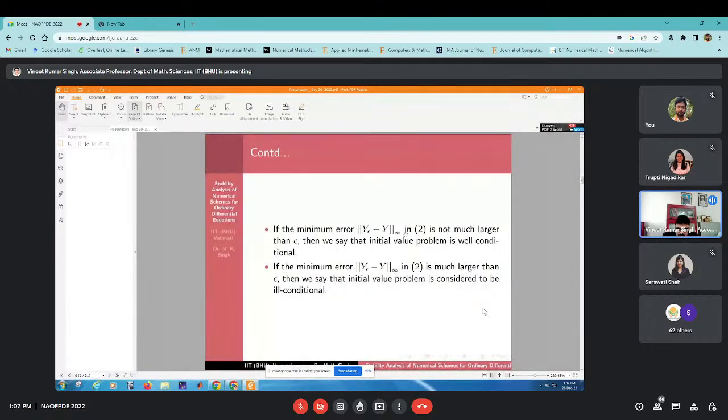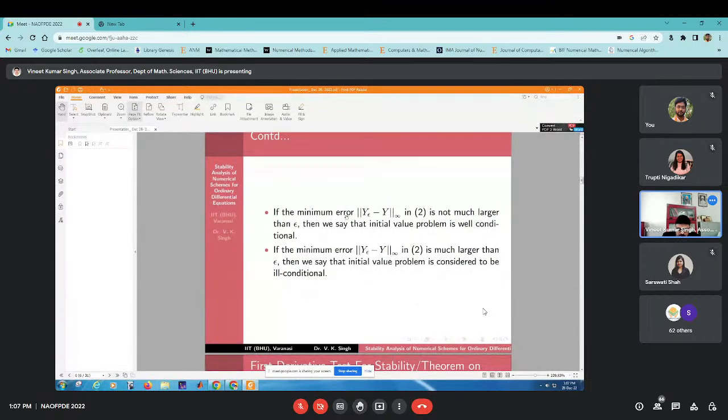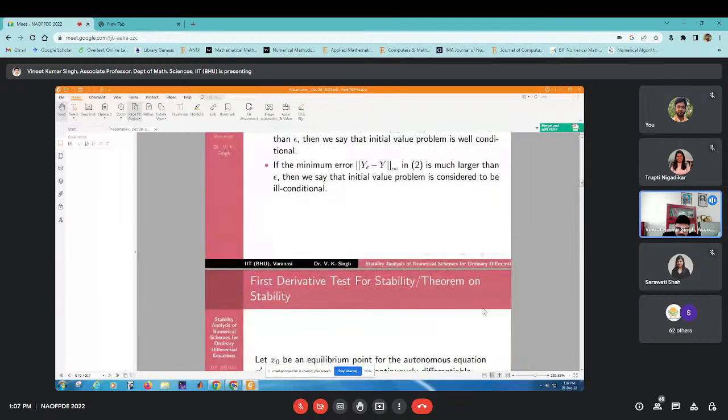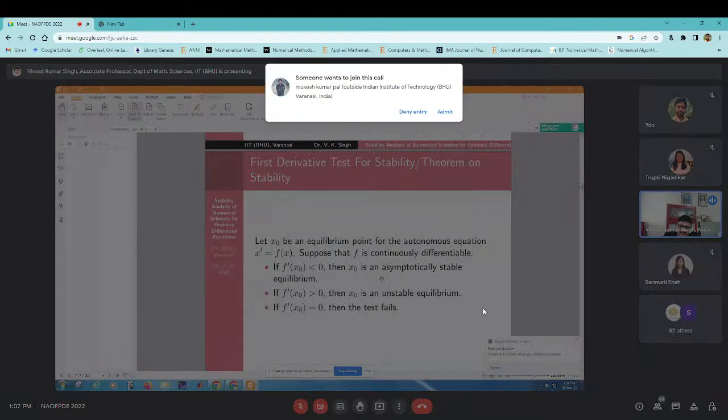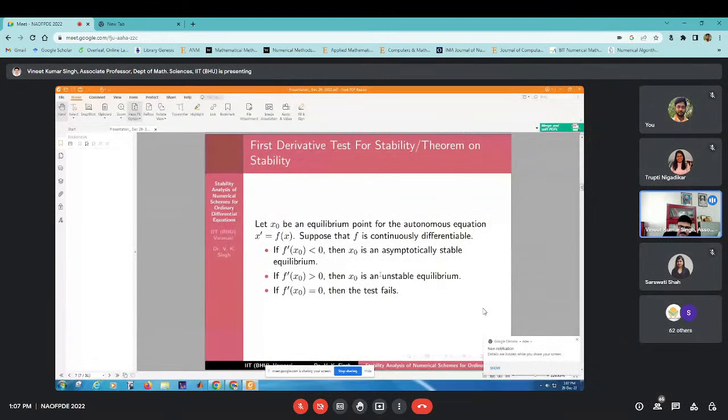So when the maximum error is not much larger than epsilon, we say the initial value problem is well conditioned, and when it is larger, we say ill conditioned. These are very basic. And there is one theorem known as the first derivative test for stability. It suggests, if you have the equation, what is the equilibrium point? X naught is known as an equilibrium point if f of x naught is 0. Whenever we talk about stability, we are also talking about the equilibrium point.